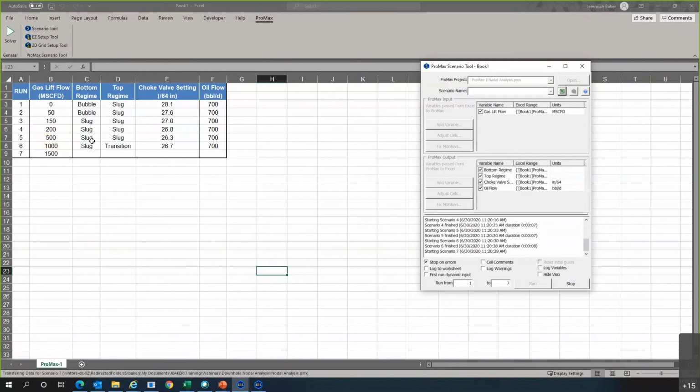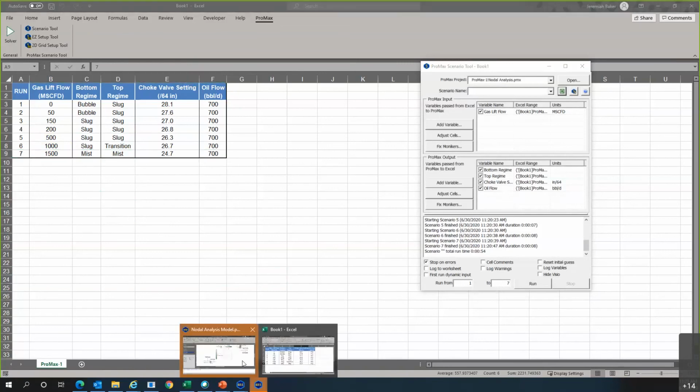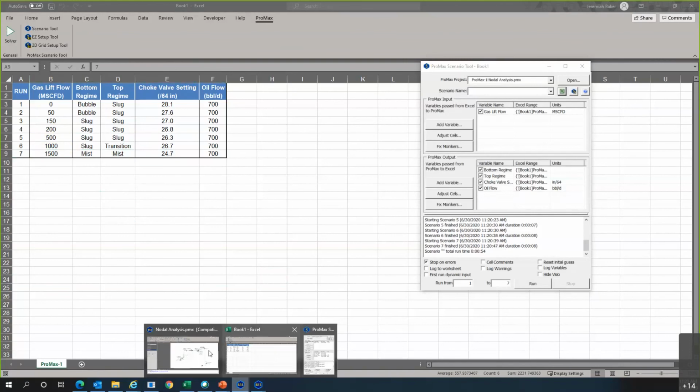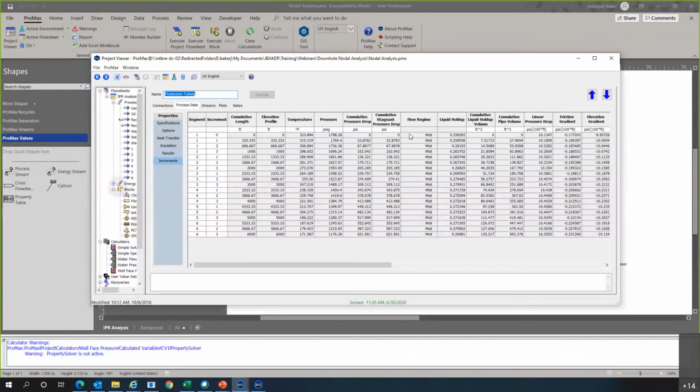But the idea is that eventually we'll get enough gas in play that we'll get some different regimes, and we'll go from a slug through a transition to a mist. So in this case, we'll see that we need about 1.5 million standard cubic feet per day of gas. And when we do that, I can go back to my ProMax model to verify. This is still on that last scenario we ran. We have a fully mist regime flow, which means that all of our liquid is actually being adequately brought up with our gas. So that would be a way to properly operate.